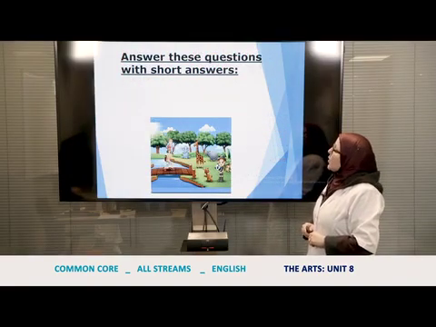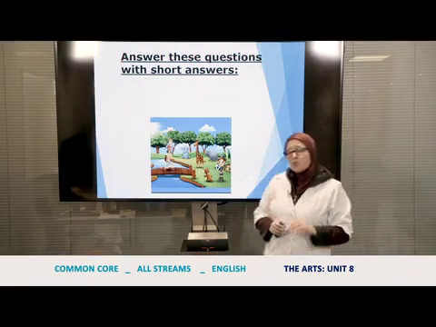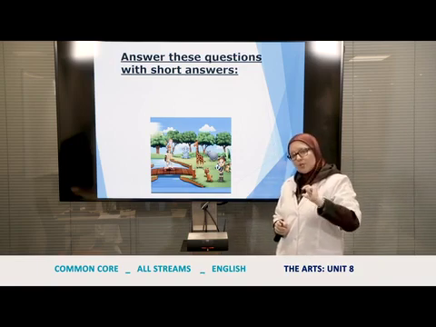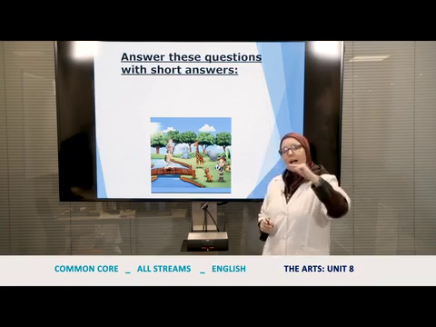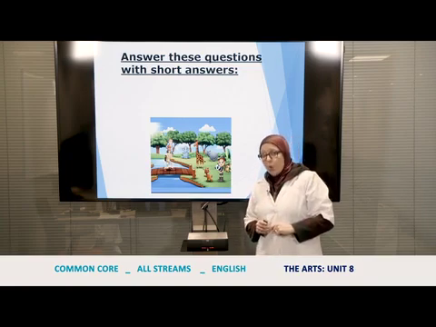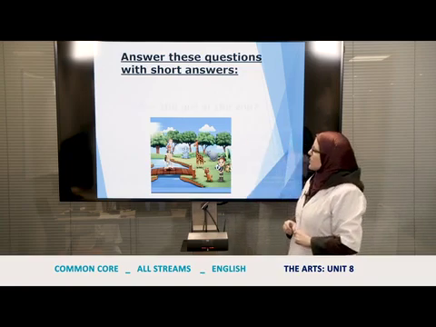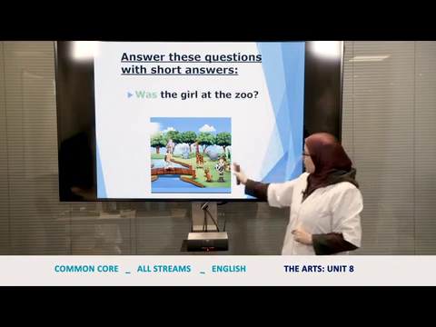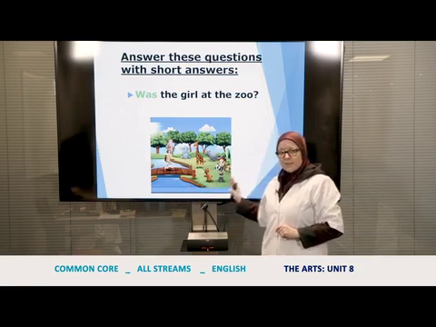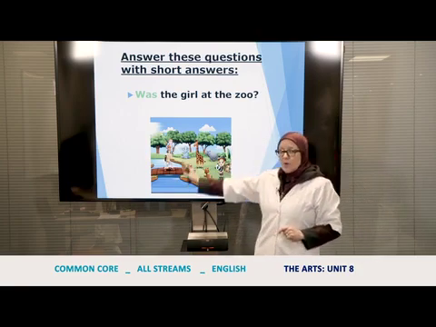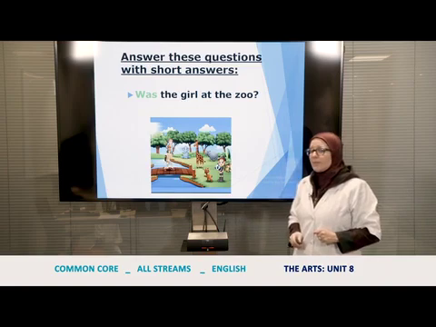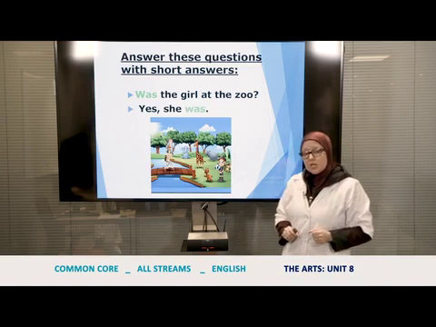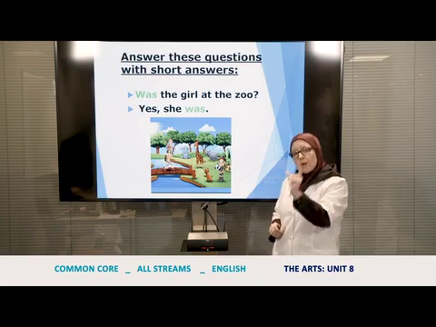Move on. Now, I'd like you to answer these questions with short answers. I already mentioned how we write short answers, like, were you there? Yes, I was, or no, I wasn't, okay? So let's have a look at the examples here. So, was the girl at the zoo? Here you've got the girl, and here you've got the place. See if the place is a zoo, and then the answer is yes. So, yes, she was. This is a short answer.